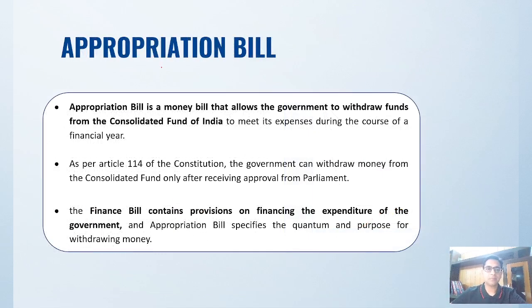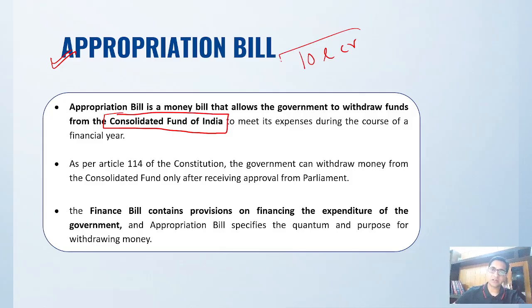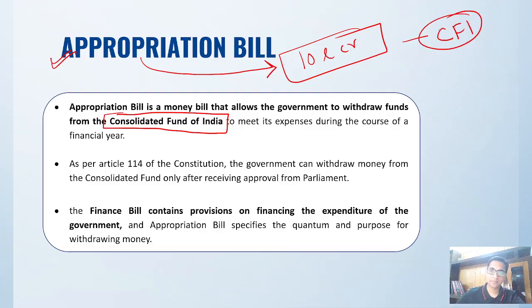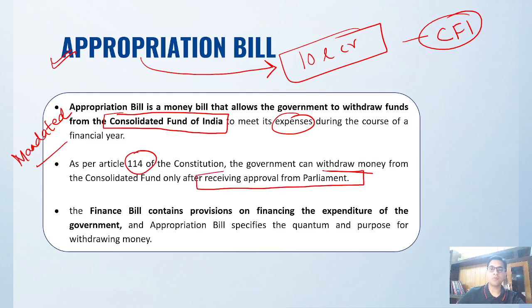So what is the meaning of the appropriation bill? It is the authority that allows the government to withdraw funds from the Consolidated Fund. Now, say we worked out that we need 10 lakh crore rupees under this budget. So you need the appropriation bill to take out this 10 lakh crore from the Consolidated Fund of India, to meet the expenses for the whole financial year, right? Because this has been mandated under Article 104 that the government can withdraw money from the Consolidated Fund of India only after receiving approval of parliament.